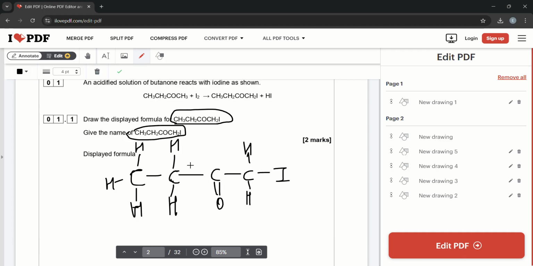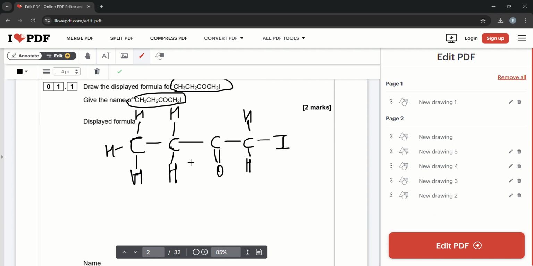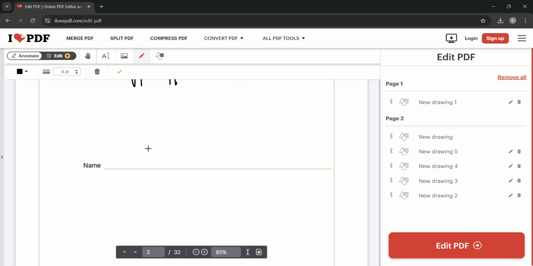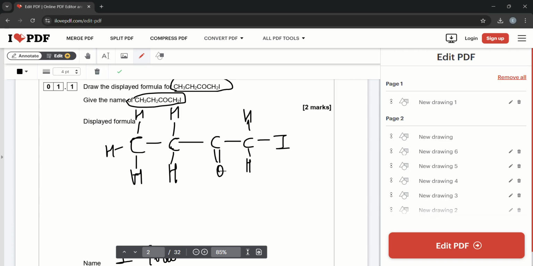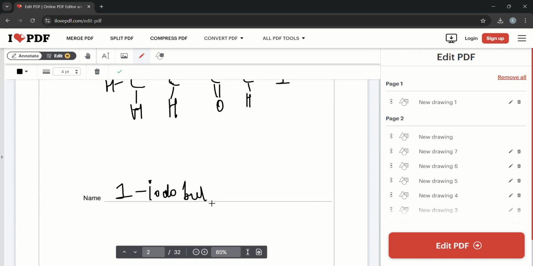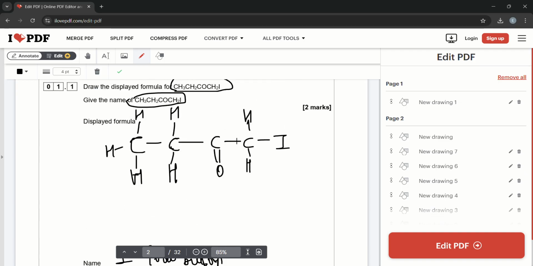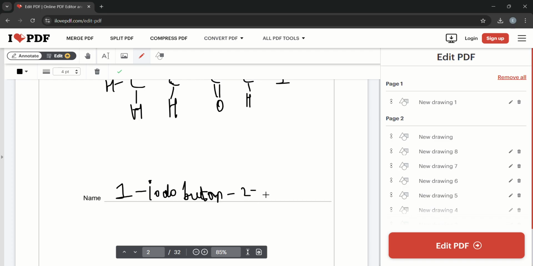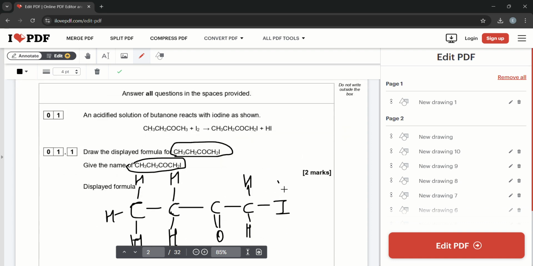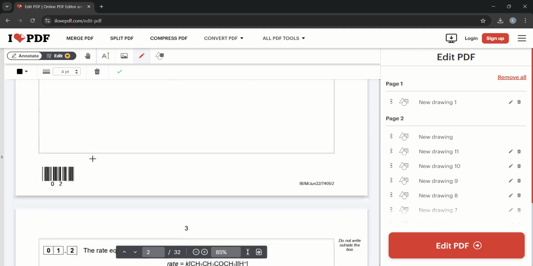Then it says give the name of this. Well, if we look at here, it's going to be 1-iodo, that's for sure, because iodine is on the first carbon. Butan, 4 carbons. And because the carbonyl group is on the second carbon, butan-2-one. So 1-iodobutan-2-one. You need to have dashes and all of that. And yeah, that's question 1.1.